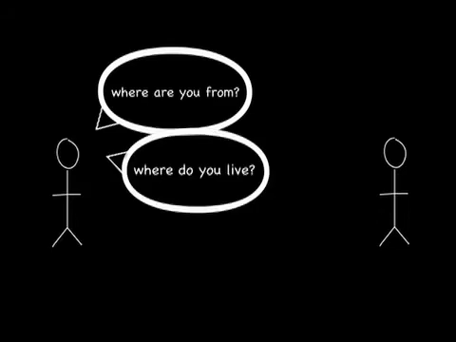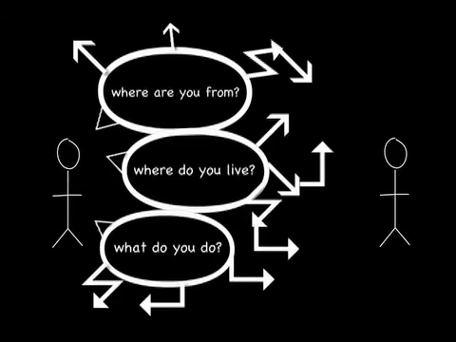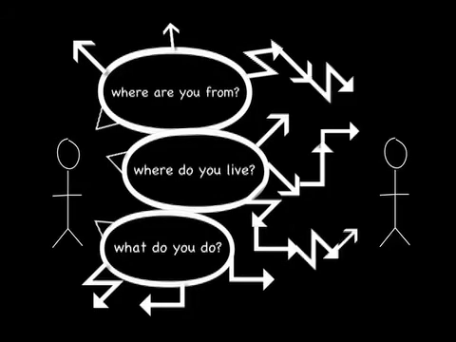Where are you from? Where do you live? What do you do? After that, they go in any number of different directions, and you or I need to be flexible with regard to what direction those go in. Children with autism have a problem with the flexibility of maintaining the conversation. So the further we get from those initial scripts, the more difficult it's going to be for a kid with autism.